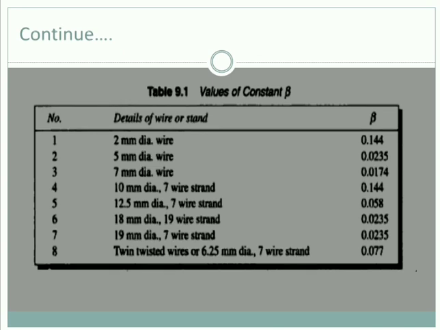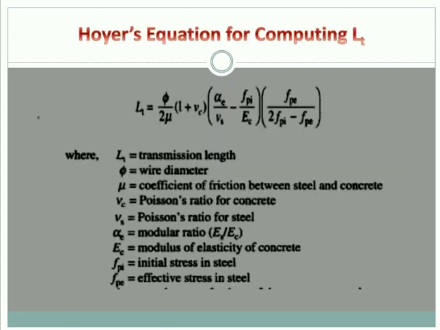As we talk about RCC, we use the standard bar combinations 2-16, 2-12, or 4 bars of 12 mm diameter. These are combinations for which the beta value is given. So you need not learn the table by heart, the beta value will be mentioned. The 8th parameter here is twisted wires or 6.2 mm diameter 7 wire strand. The beta values are given in the table, so you just have to take the value of beta and substitute it.